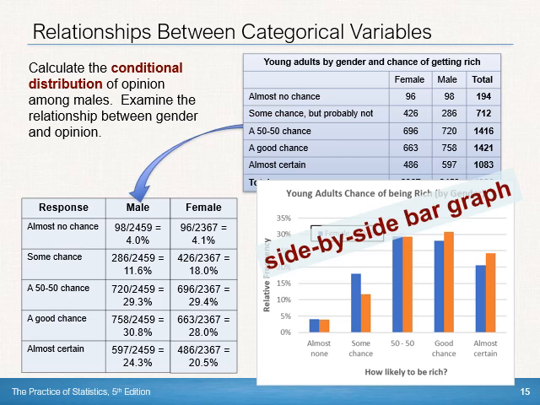Now notice in each of the categories, almost none, some, 50-50, those bars are touching, but between the categories there are gaps. All right, so I said, always have gaps between your bars, but not for the individual male versus female. We put those bars together, but for each of these categories, we leave a gap between each of these categories.